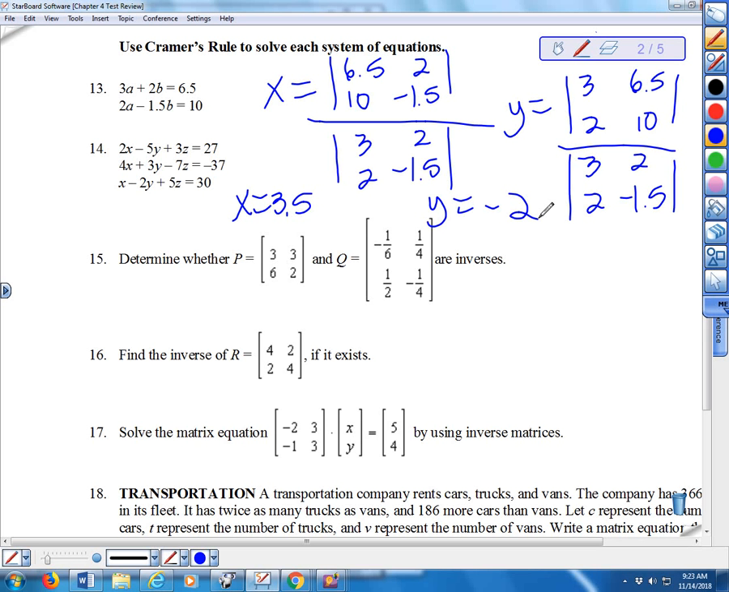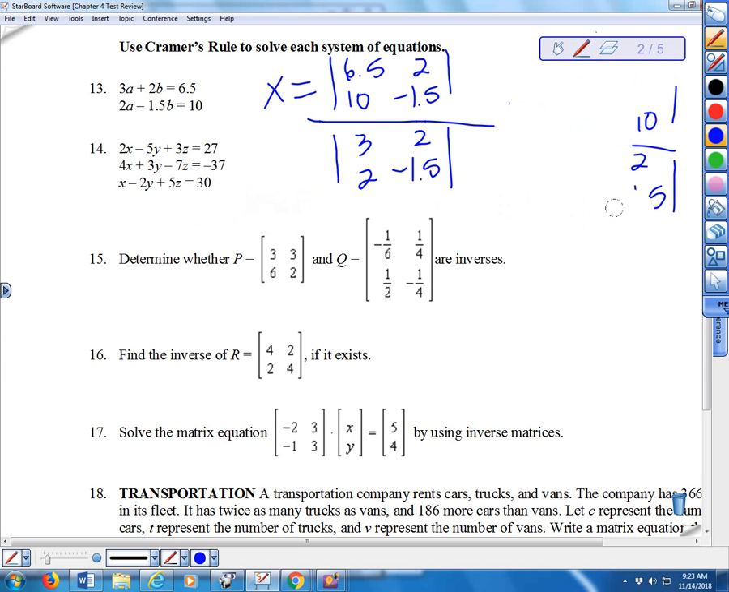Okay? All right. So the same thing with 14. I just need to see how you set it up. And you can do it with a calculator.